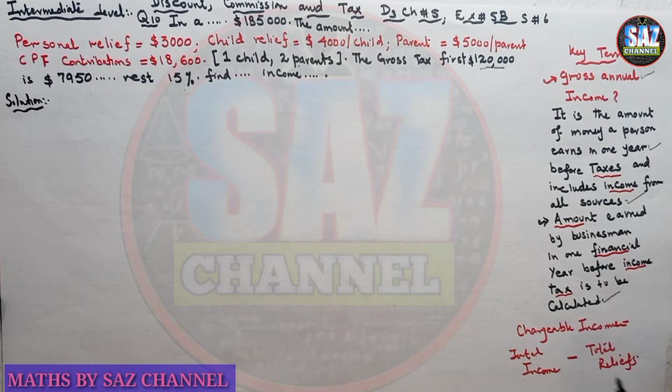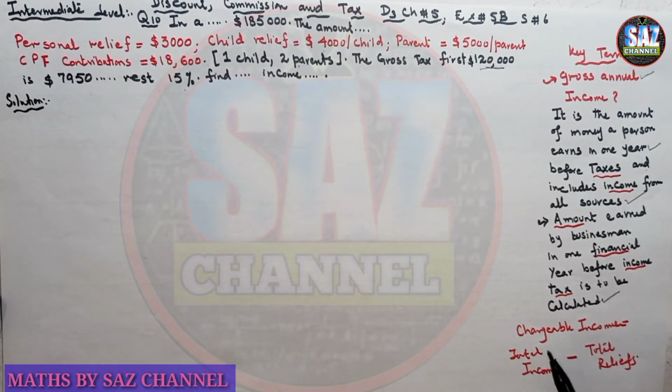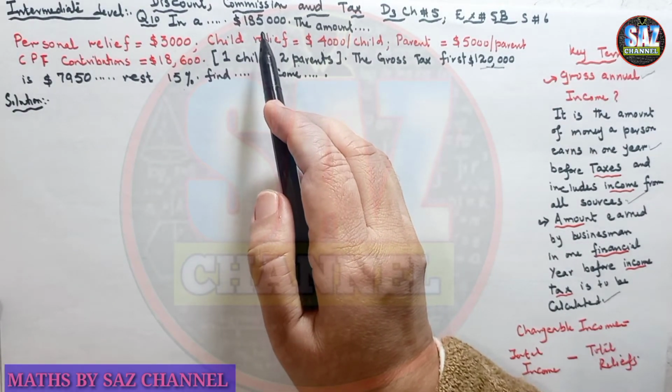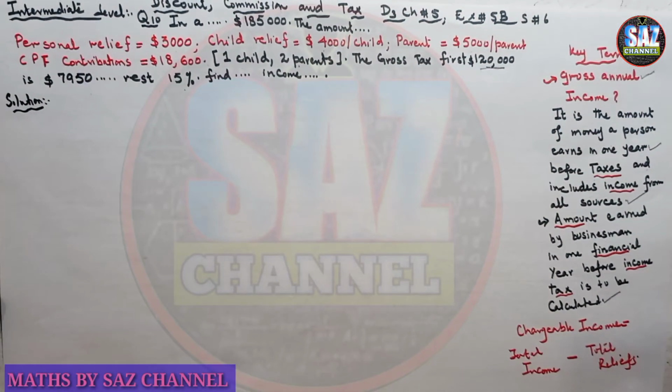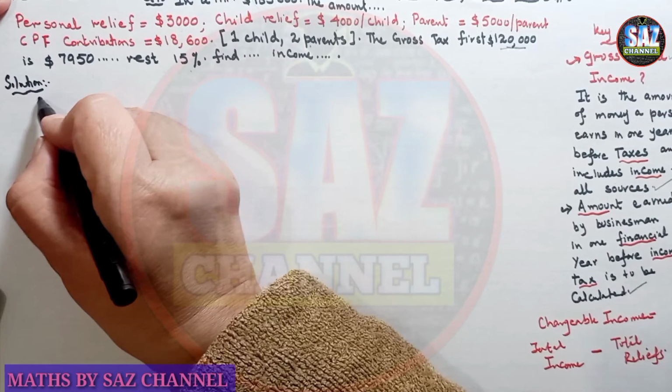If we recall the formula for how to find the total tax that he has to pay, we have to find the chargeable income as well, and the chargeable income is the total income minus total reliefs. Total income is given in the question, that is 185,000. First of all, I'm going to find the total reliefs.